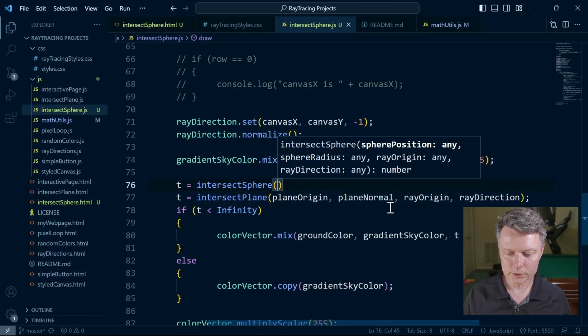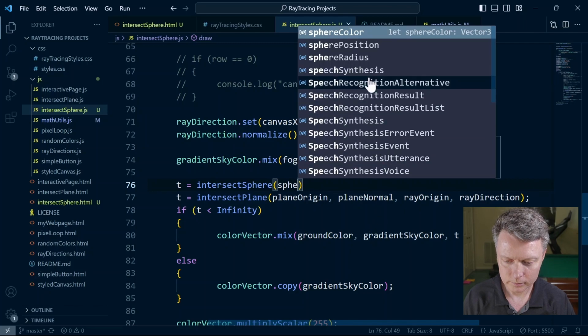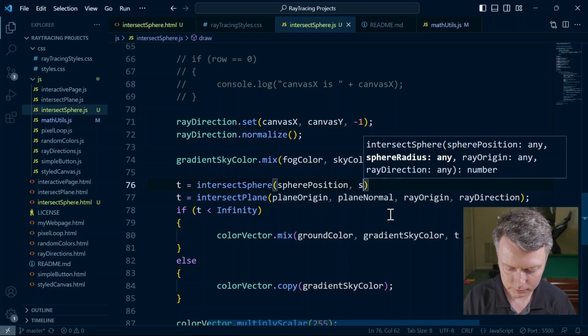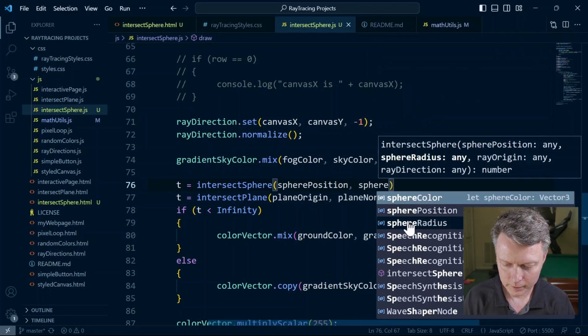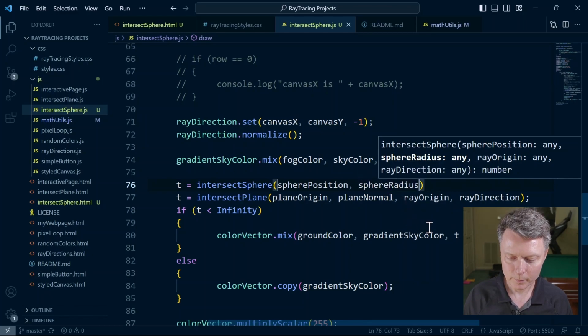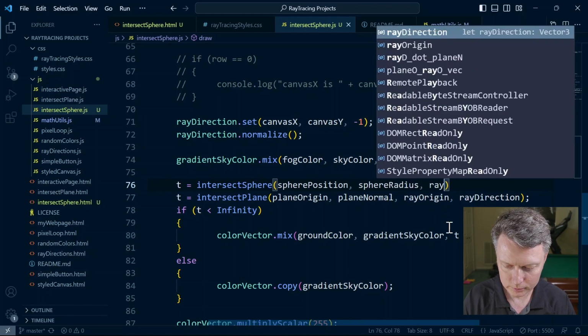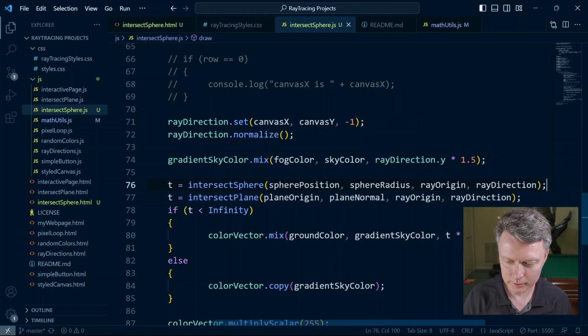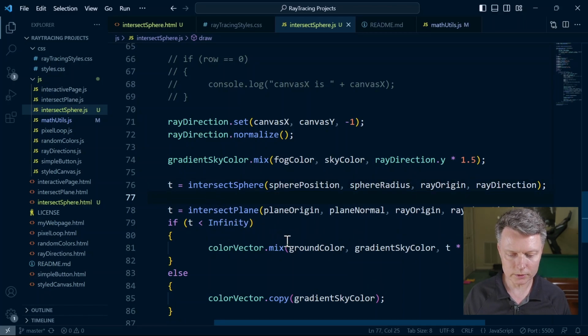And the sphere position we defined earlier, so we can just type that in, sphere position, comma, sphere radius we also defined, sphere radius. I think we chose 3 for the radius, and then comma, and then the ray origin, and finally the ray direction. So ray origin and ray direction. And that was a statement, so we end that with a semicolon at the end of the line. Now maybe hit enter once so we can put a space between these two calls here.